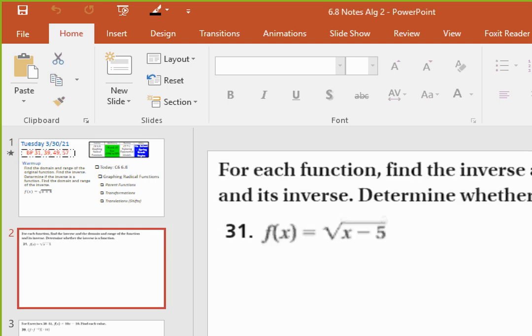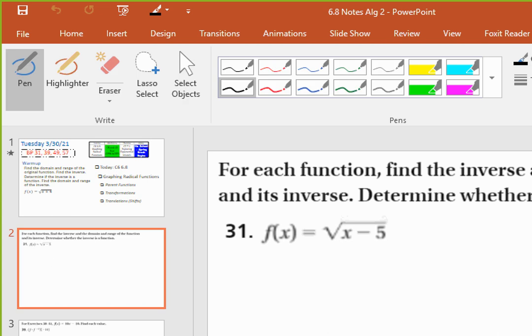For this one, it says for each function, find the inverse, and the domain and range of the function and its inverse. Determine whether the inverse is a function. This is what we've been doing from concept 5, and this is what you're going to be tested on tomorrow. So let's start to get back into this thinking of what we're working with when we're doing these.